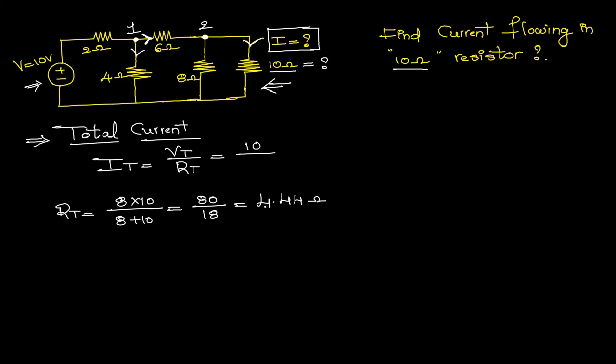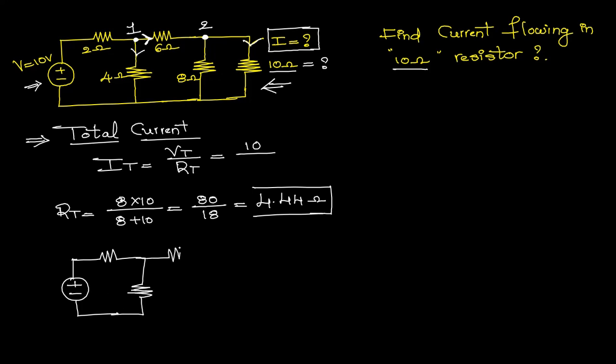Now I am going to replace the parallel combination of 8 and 10 ohms with this resultant value. See here, this is the 2 ohms resistance and this is the voltage source, and this 4.44 ohms I am drawing the same as this, and coming to the 6 ohms, this is also the same.